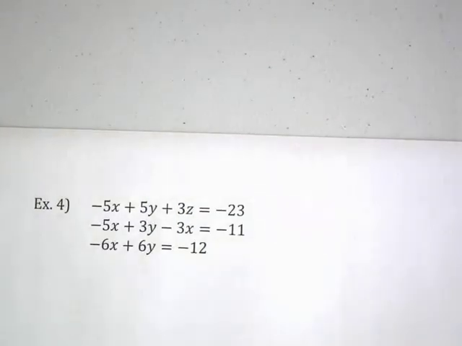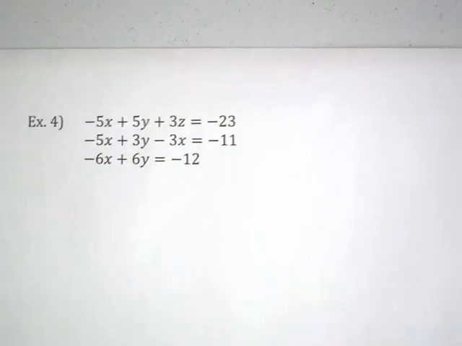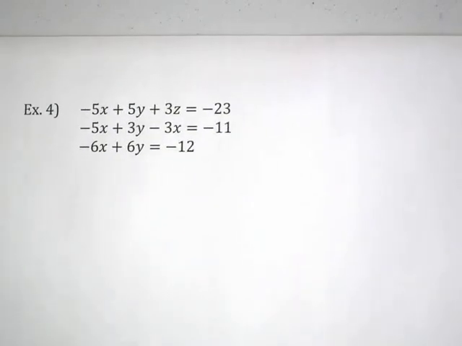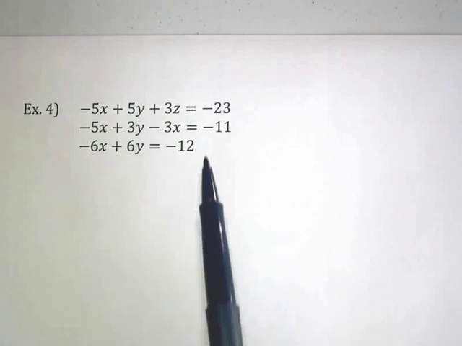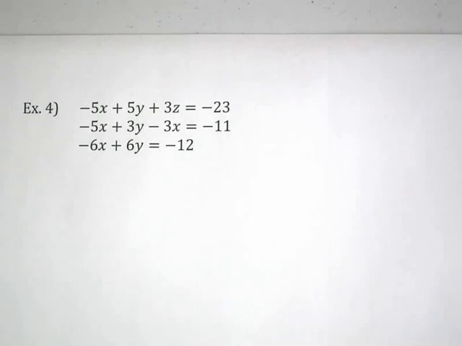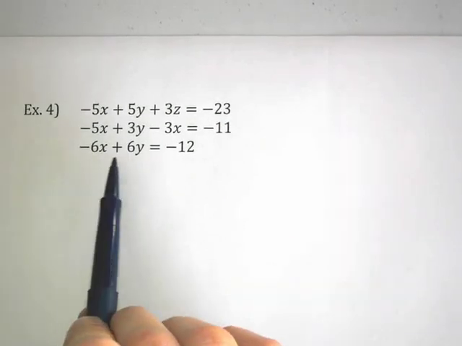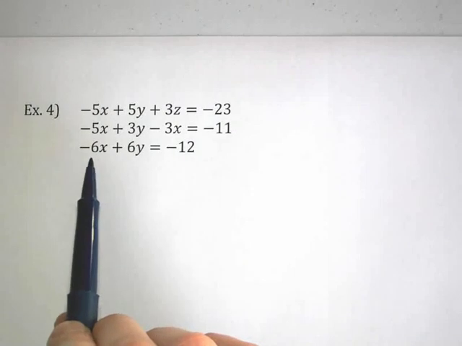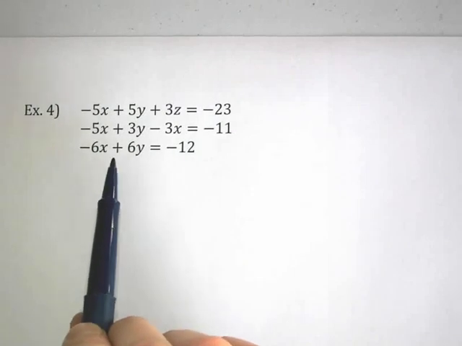Okay, we're going to end with an example that's just a little bit different. And it's actually different in a good way. Because what I have right here is I have 3 equations, but the third equation actually only has 2 of the variables, which ends up making things a little bit simpler. Because it basically cuts out one of our elimination steps.